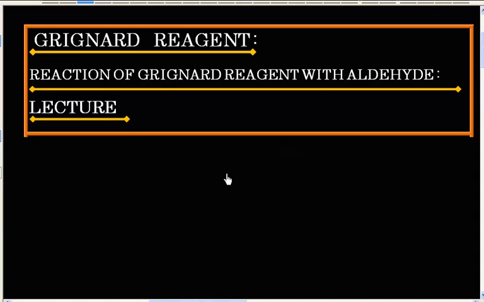Now in this lecture we will discuss the reactions of Grignard reagent with aldehyde. RMgX is known as Grignard reagent, where R is an alkyl group. For example, if I have CH3MgBr, this is an example of Grignard reagent.